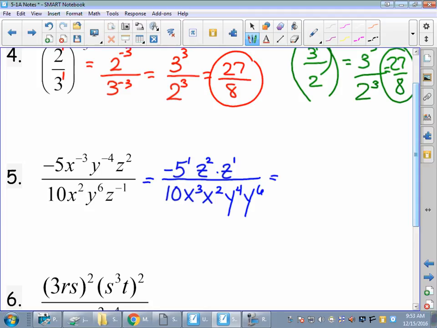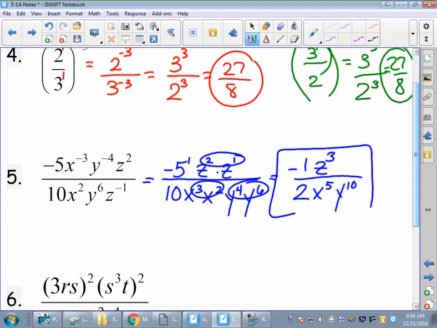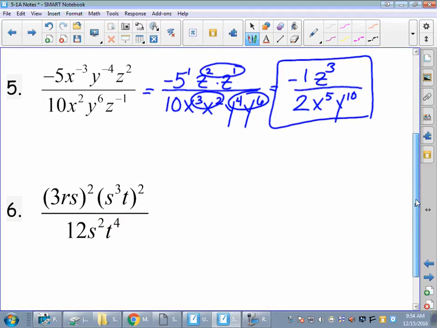Don't forget about simple fraction simplification. A negative 5/10 becomes a negative 1/2. Z squared times z, that means that there's 3 z's on top. I have 5 x's on the bottom, so x to the 5th. And I have 10 y's being multiplied together in the bottom. So that is my simplified answer. There's more than one way. I'm going to spare you doing it another way with the complicated problems.